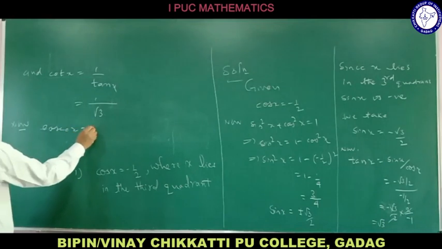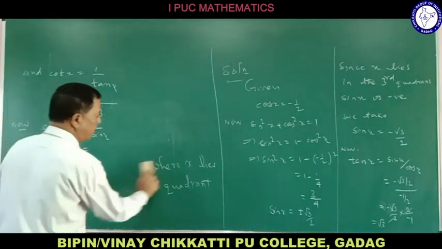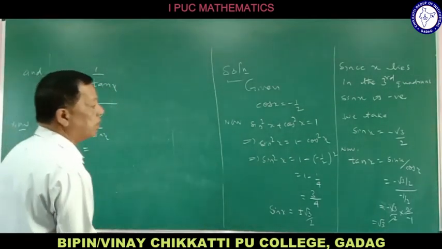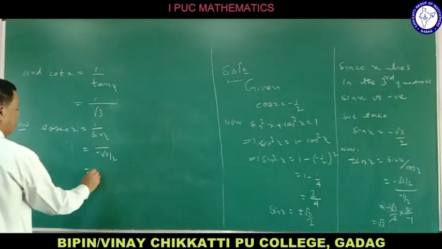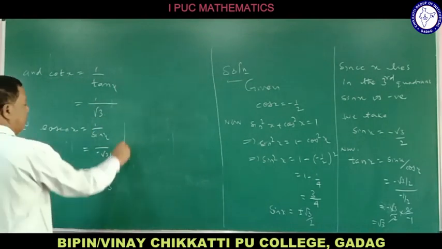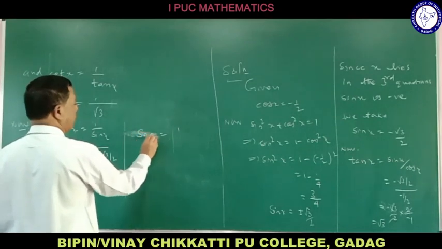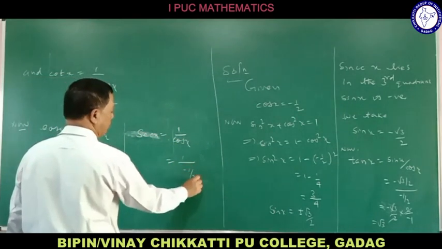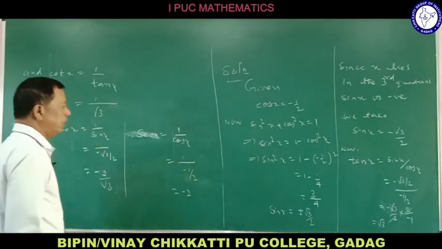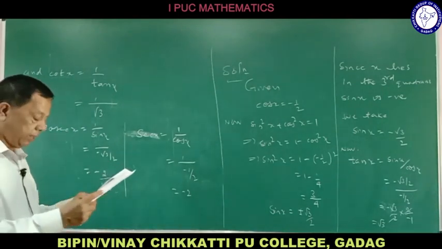Now you go for cosec x. Cosec x is equal to 1 upon sin x, and sin x we have already done, sin x is minus root 3 by 2, so 1 divided by minus root 3 by 2. This is minus 2 by root 3. And sec x is equal to 1 upon cos x, and cos x is minus 1 upon 2, that is minus 2. So these are the values that we have to find out.